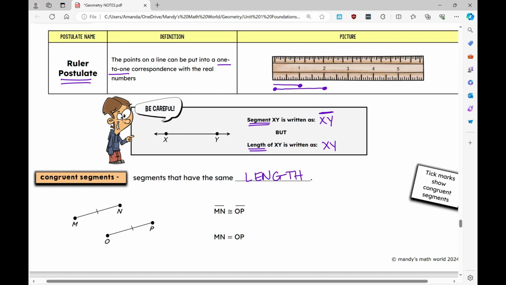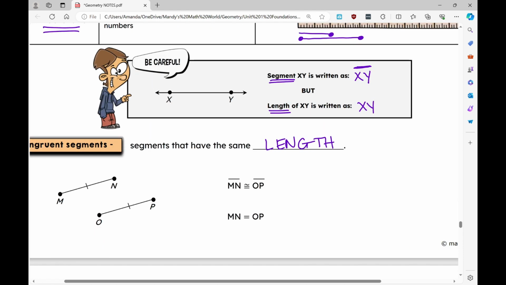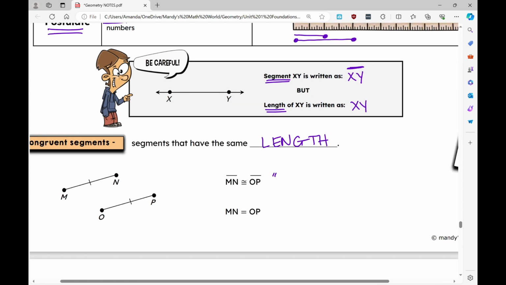So right here, let me zoom in. I have segment MN is congruent to segment OP. So that's how that right there would be read. Let's write that down. Segment MN is congruent to segment OP.